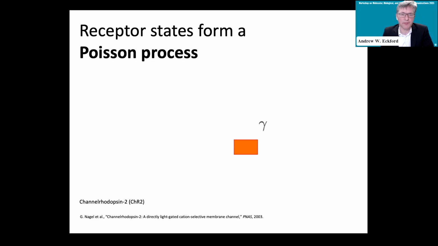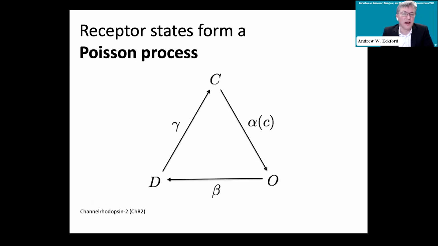And now once that has happened, it comes back to a state called closed, and now it's ready to receive a photon again. So here's what it looks like as a finite state machine. We have 3 states: C for closed, O for open, D for degraded. Going from C to O is a function of the light intensity, alpha of C. Open to degraded occurs at an independent rate beta. Degraded to closed occurs at an independent rate gamma. So you have to go through both open and degraded back to closed before it's ready to receive another photon.